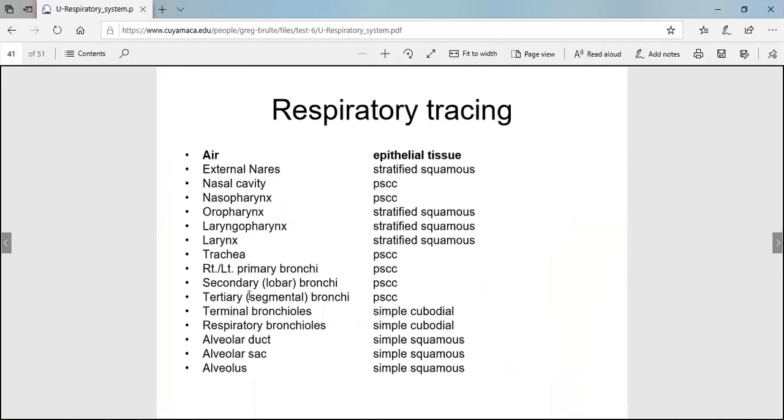I'm probably not going to do a tracing, but every now and then I can ask, what kind of epithelium is inside the nasal cavity or the nasopharynx? And you go, PSCC. What's inside the oropharynx, the laryngopharynx? You go stratified squamous. Be careful with larynx. It's kind of got both. I should have probably put another one on here. I think at the vocal cords and above, it's stratified squamous. And when you get below it, it transitions into PSCC. Then you've got trachea, primary, secondary, tertiary bronchi. That's all PSCC. We talk about the bronchioles having cuboidal. And then the alveolar duct, alveolar sac, and alveoli all have simple squamous. You want the skinniest thing you can get the further down you get so you can have good gas exchange.